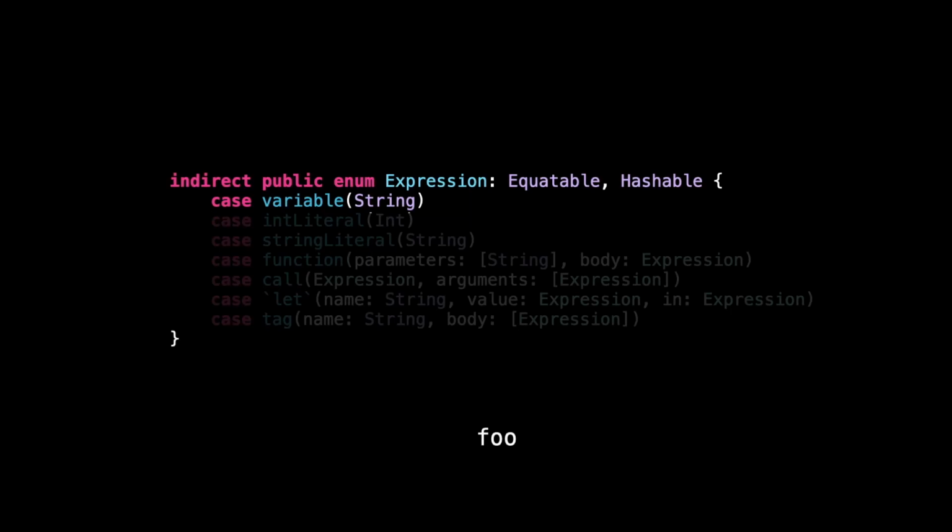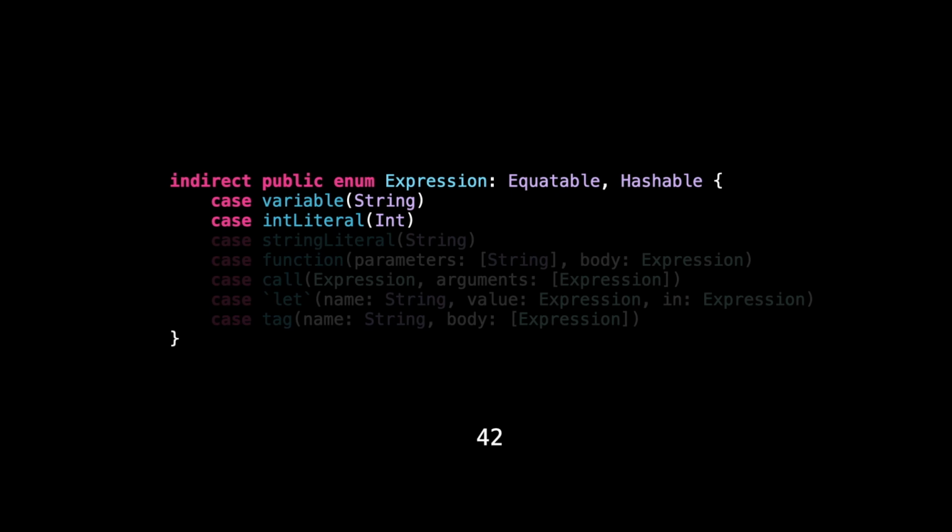Let's look at the code you need to write to do this. The first thing is we need to define what our expression type looks like. And we can represent it as a simple enum, or actually maybe not so simple. It's an indirect enum, which means we can represent trees and we can use expression within itself. One of the simplest cases is for a variable, and that just contains the name of the variable as a string.